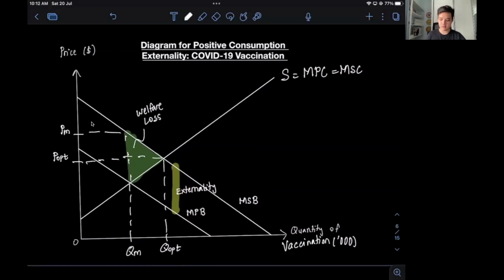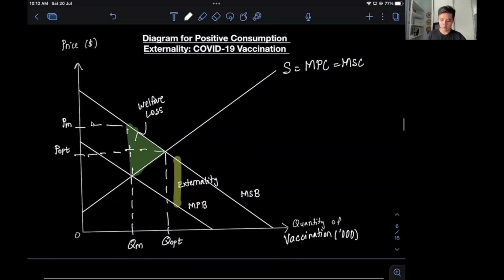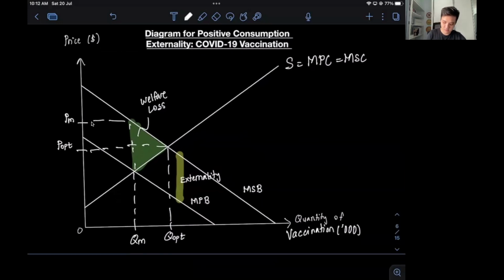The first point you want to take note of is that the quantity that is actually produced in the market is lower than what is socially optimal. So this is reflected over here when you see QM is lower than QOPT. Similarly, as we have discussed in the previous video, the price at which the market sets is higher than the socially optimal price.